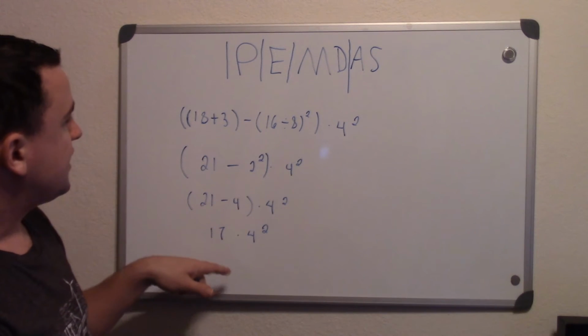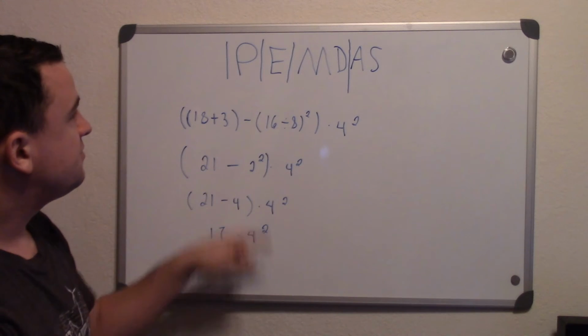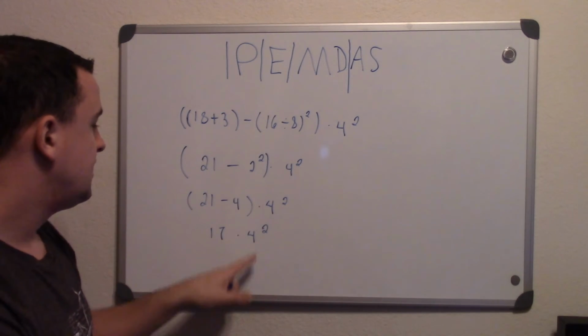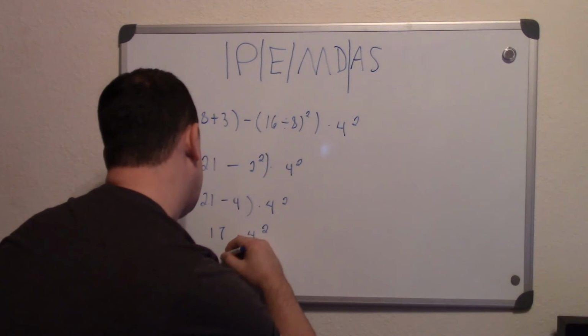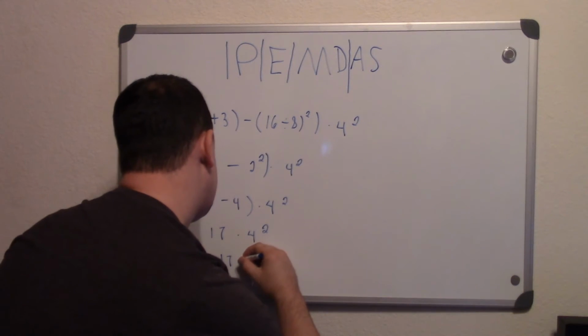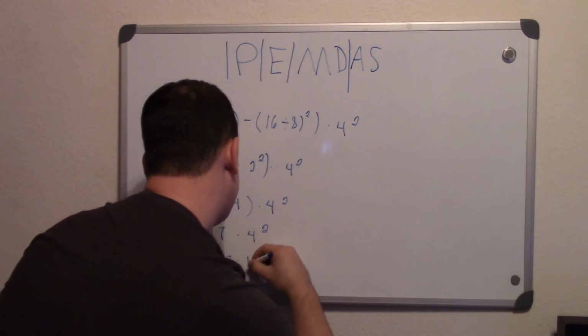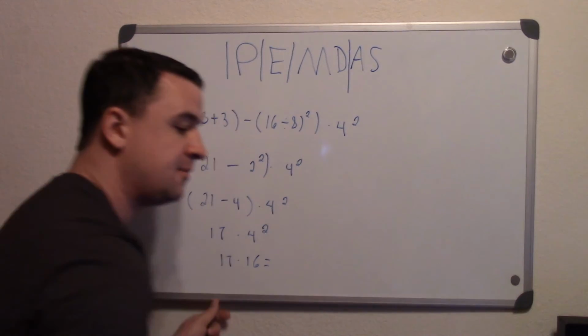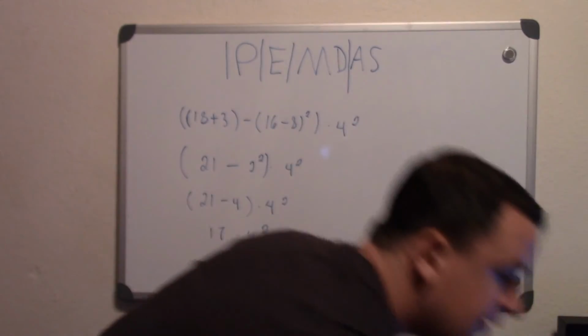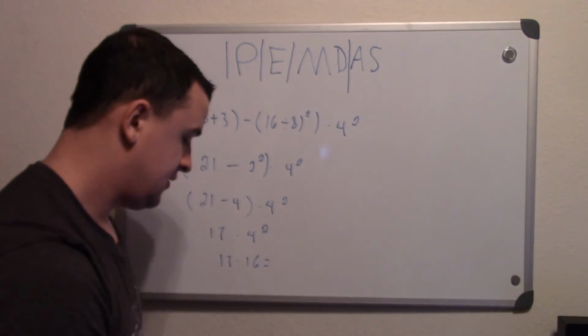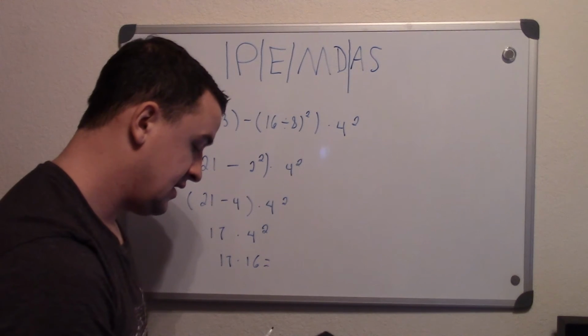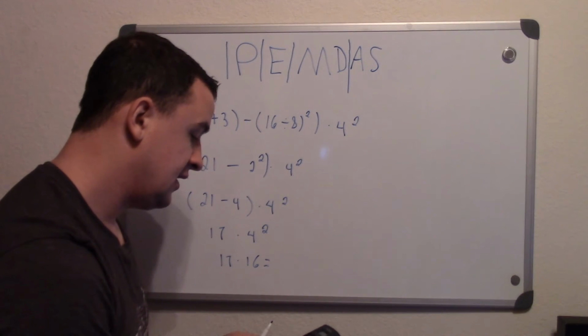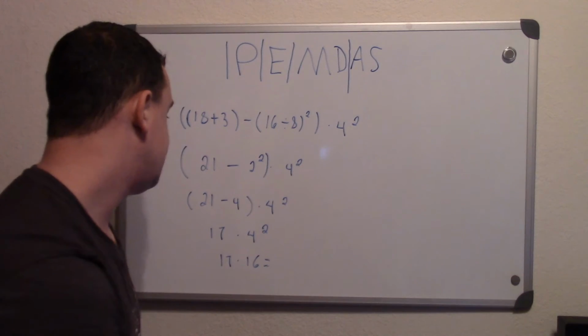Now we start again. We have a multiplication and an exponent. You always do the exponent first, which now gives us 17 times 16. And that's a big number, so I'll get out my calculator. So now we've got 17 times 16 equals 272.